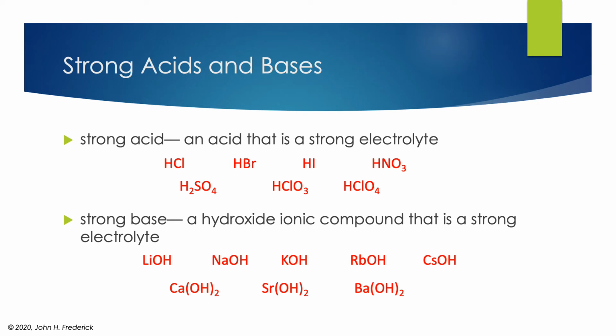The first row, these are all of the alkali metal hydroxides: lithium hydroxide, sodium hydroxide, potassium hydroxide, rubidium hydroxide, and cesium hydroxide. These all readily dissociate into the alkali metal ion and hydroxide ion. Some that are sort of on the borderline are calcium hydroxide, strontium hydroxide, and barium hydroxide. These are all in the alkaline earth metals, and while these do dissociate to give OH- ions in solution, they're a little bit less soluble than the alkali metal hydroxides.